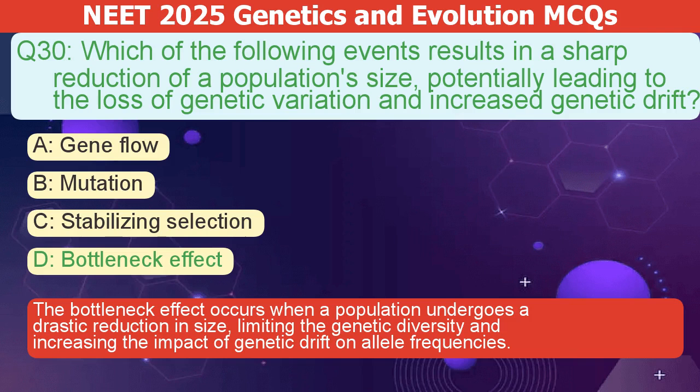The correct answer is D. The bottleneck effect happens when a population shrinks dramatically. This limits genetic diversity and makes genetic drift a bigger factor in allele frequencies.